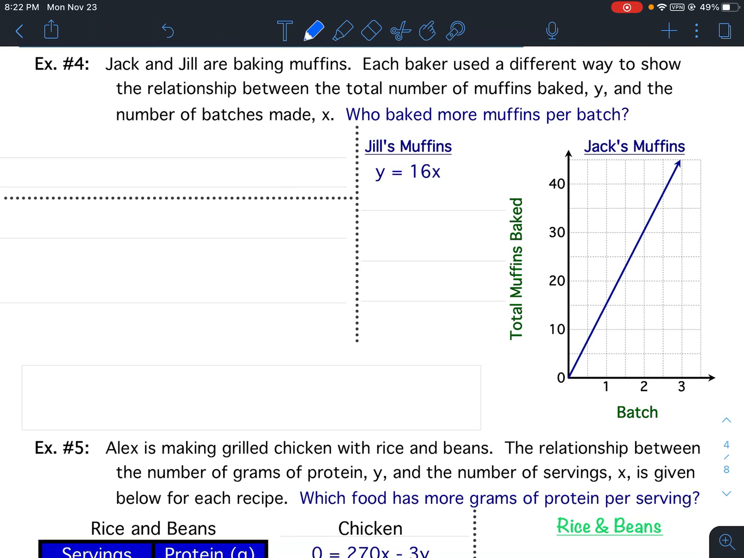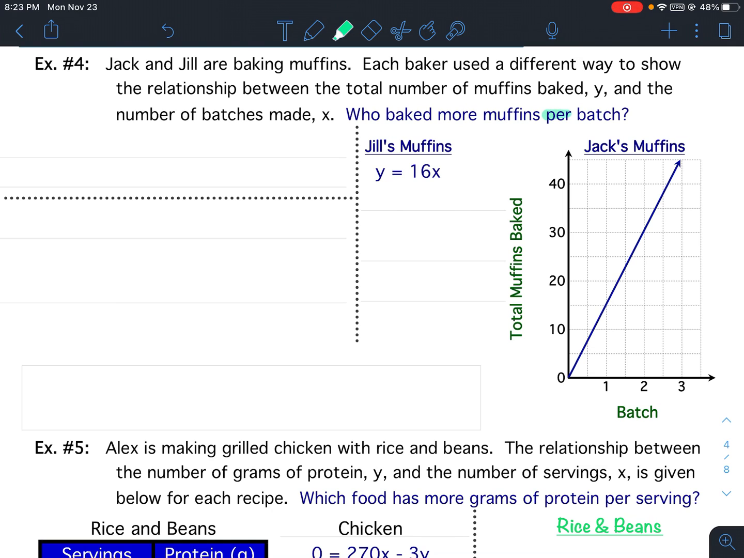Proportional Relationships, Lesson 6 notes. Example number 4. Jack and Jill are baking muffins. Each baker used a different way to show the relationship between the total number of muffins baked, Y, and the number of batches made, X. Who baked more muffins per batch? It's not asking you who baked more muffins, but who baked more muffins per batch.